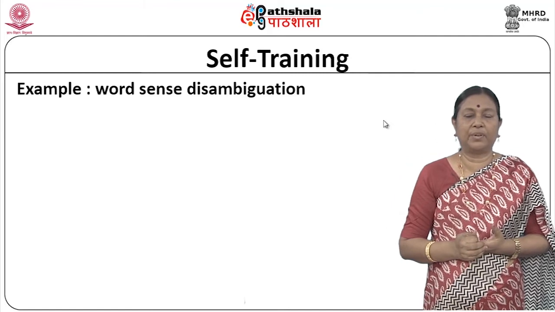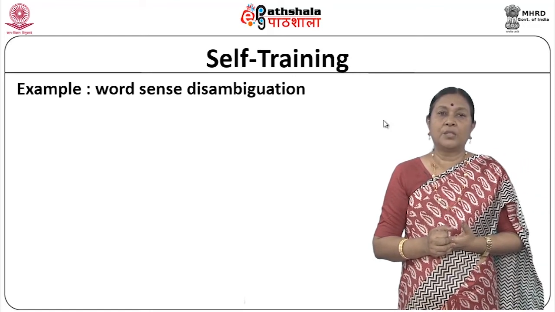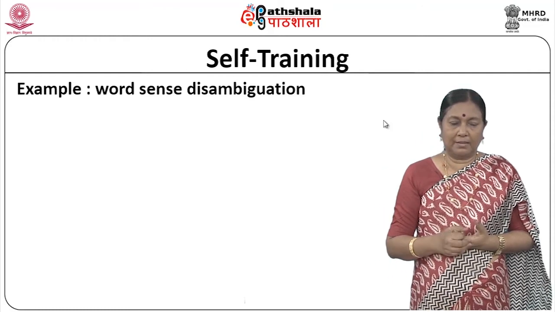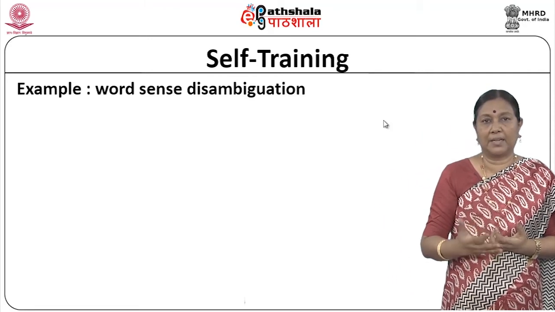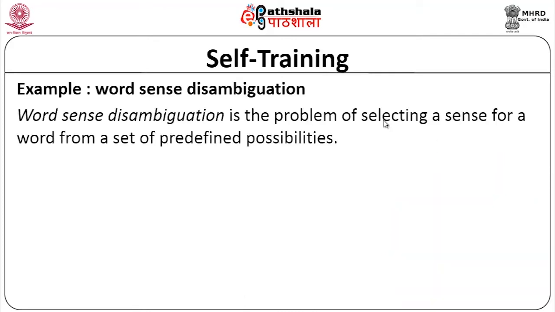For example, if you take the word cricket, cricket can mean the game of cricket or it can mean the bird cricket. So, the word cricket has two senses. Word sense disambiguation is the problem of selecting a sense for a word from a set of predefined possibilities. Here cricket had two predefined senses, one was a bird and one was the game. So, it has to decide which is correct. Here we have only two possibilities, there could be more than two also.